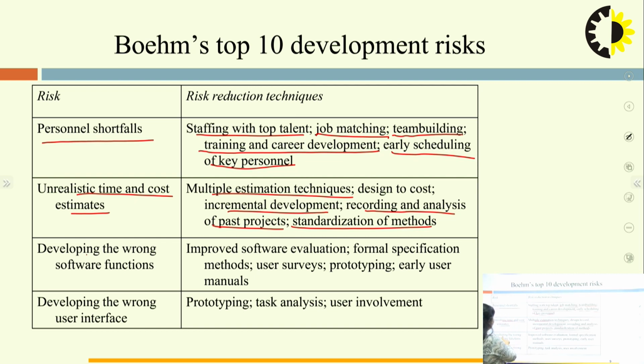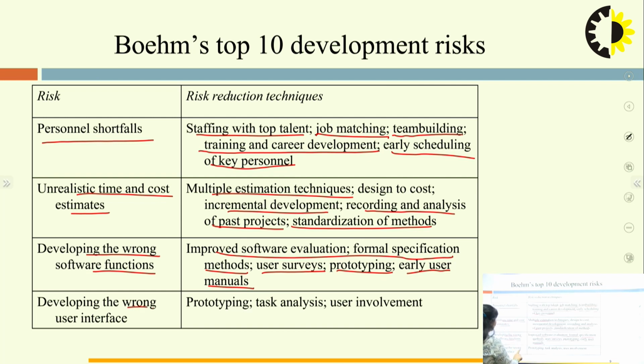Next one is developing the wrong software functions. Like the functions which were developed in the software are completely wrong in nature. So what we can do is have improved software evaluation, formal specification methods, surveys can be done, prototypes can be developed, and early user manuals can also be developed for it.